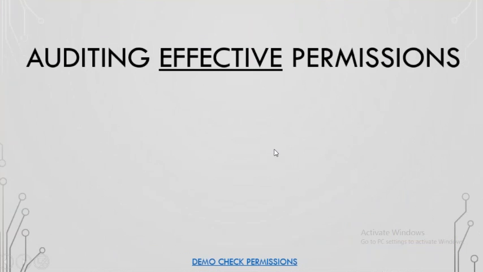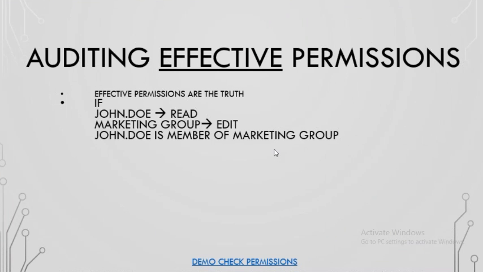Okay, so the effective permissions are really the true permissions. It's what is true about the permissions a person has access to. And you might say, well, that doesn't make sense. Once you give a person access, they should have that access. Isn't that right? Well, yes and no, because you could give more than one type of access to a person.